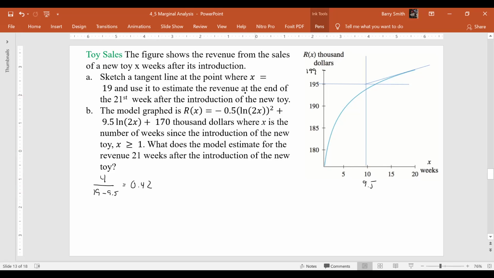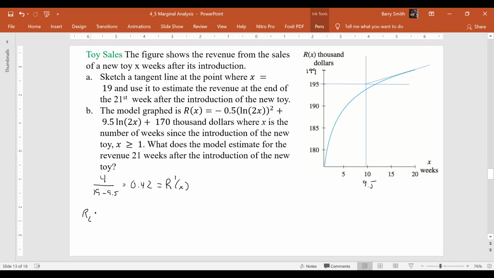Now that would be used to help us estimate the revenue at the end of the 21st week. Since that's a slope, that's equal to R prime of x. That's a rate of change. Now we have to remember what to do to find that 21st week. That's linearization of the curve.